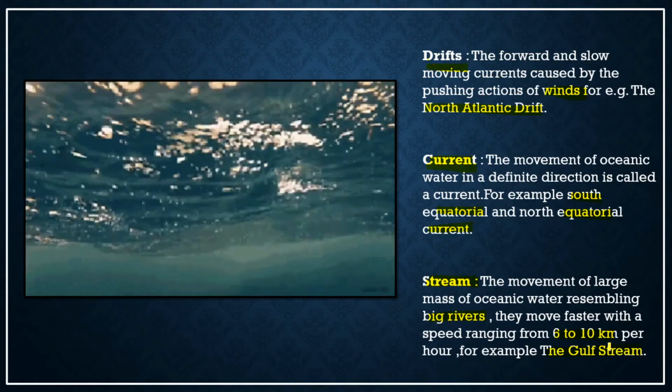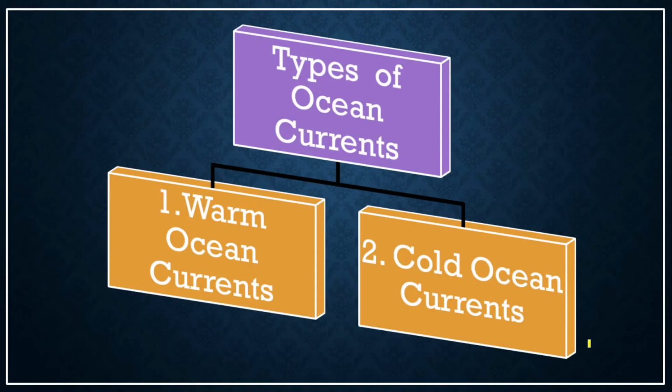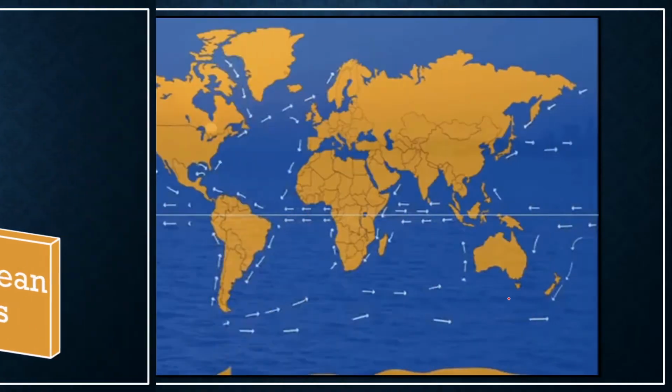Now, as far as types of ocean currents are concerned, there are basically two types of currents. They are warm ocean currents and cold ocean currents. Now, these warm and cold ocean currents, they develop or emerge from two different parts of the earth. Now, let us see how.